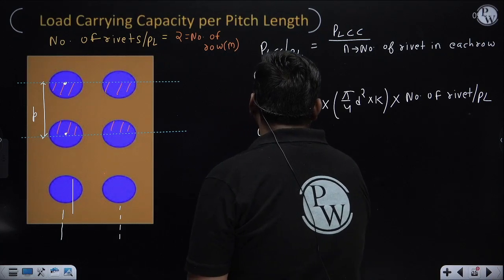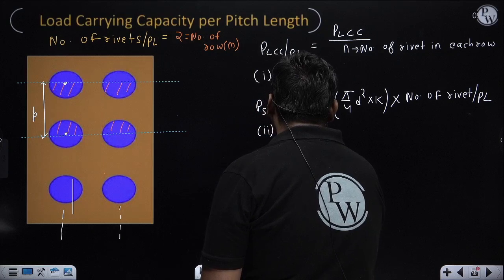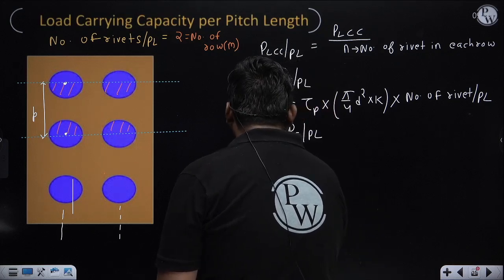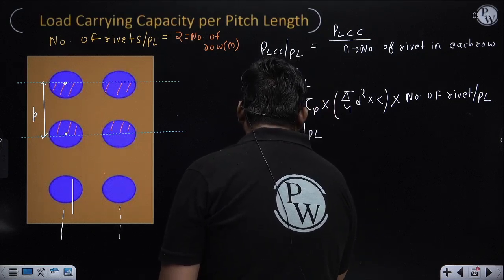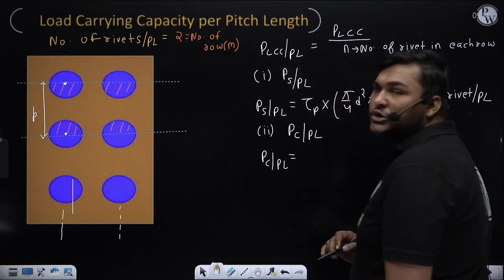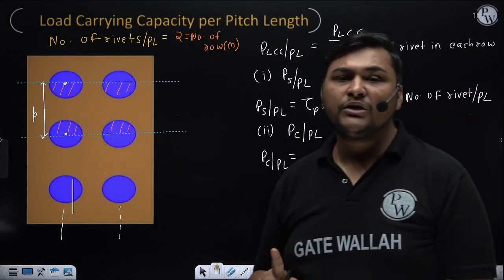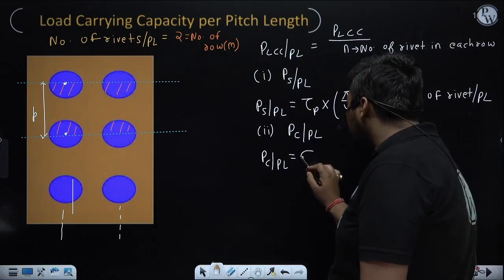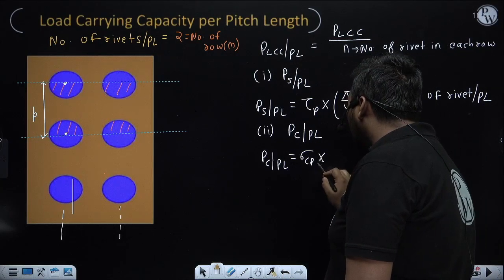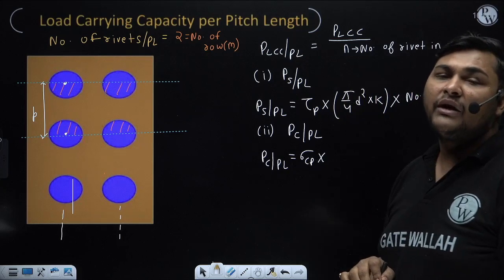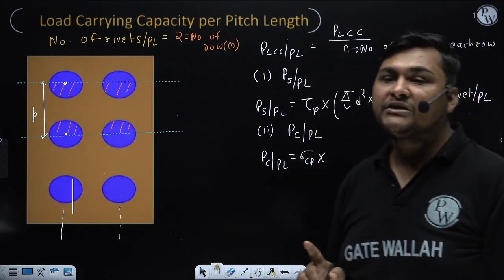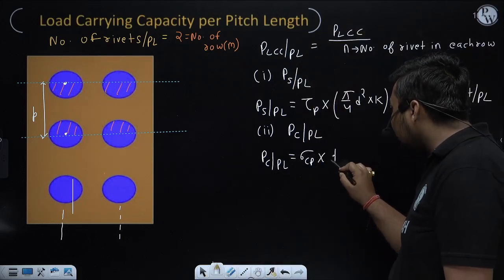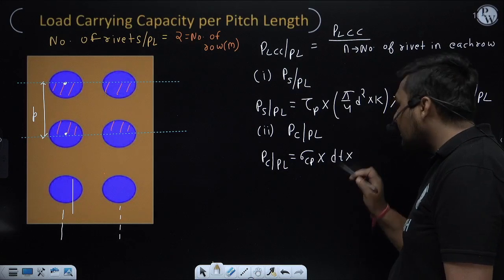Similarly, now I am writing the expression of crushing load carrying capacity per pitch length. In the same manner we will proceed. How to calculate crushing load carrying capacity per pitch length? Whenever we are calculating crushing load carrying capacity, we will equate sigma c with sigma cp, that is permissible crushing stress, into total crushing area. For that, first calculate the crushing area of one rivet. The expression of crushing area of one rivet will always be dt.